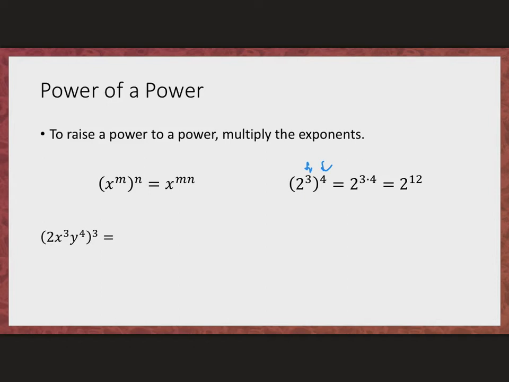And we can break this down. 2 to the third to the fourth would be like 2 to the third times 2 to the third times 2 to the third times 2 to the third, right? Everything in the parentheses gets multiplied by itself 4 times. Now each of those can be broken up still. So 2 to the third is 2 times 2 times 2, and again, and again, and again. So now that we've expanded this as large as we possibly can, we count. We have 1, 2, 3, 4, 5, 6, 7, 8, 9, 10, 11, 12 2's being multiplied by each other. And they're all just being multiplied, so we can rewrite this as 2 to the 12th.